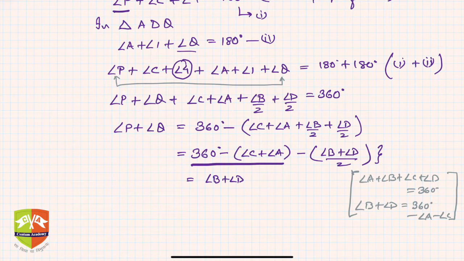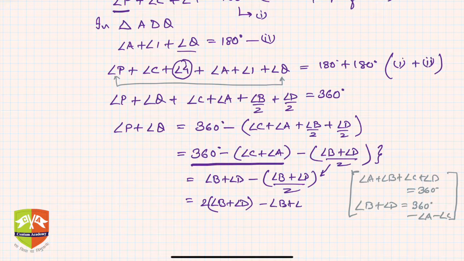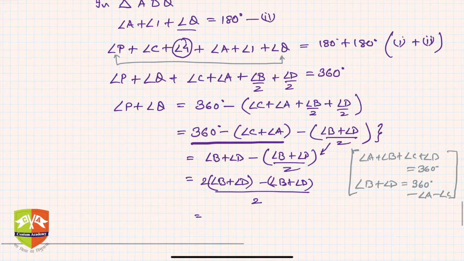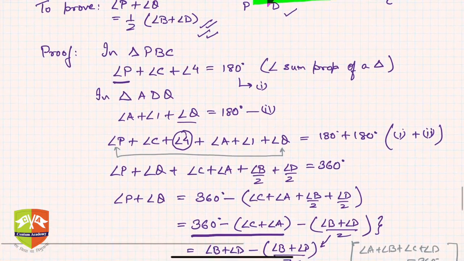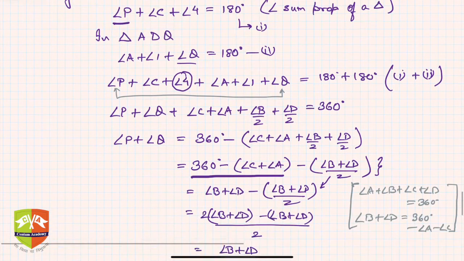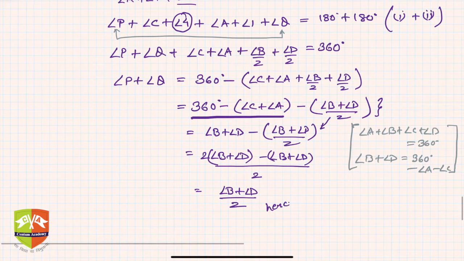So what do I get? I get B plus D, and then minus (angle B plus angle D) by 2 from the previous step. The final answer is nothing but 2 times (angle B plus angle D) minus 1 times (angle B plus angle D), divided by 2 by taking the LCM, and hence you'll get (angle B plus angle D) by 2. This is what we needed to prove. So we got the desired result. Hence proved.